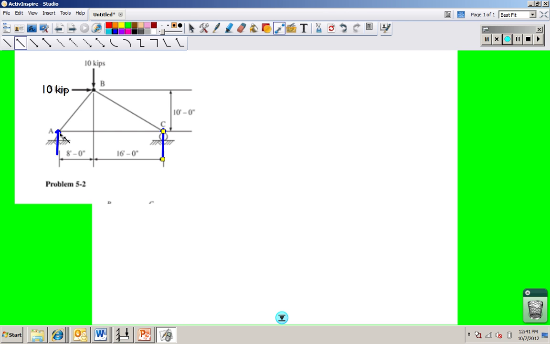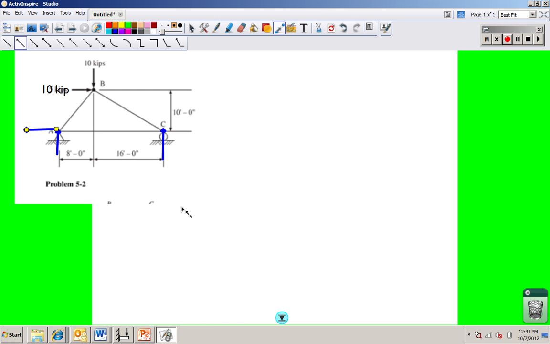Okay, now think, which way is the reaction force in the x direction at A going to go? Is it going to go to the right, or to the left? And we know it's going to go to the left because the only external x force is going to the right. Alright, so let's draw that one in there too.